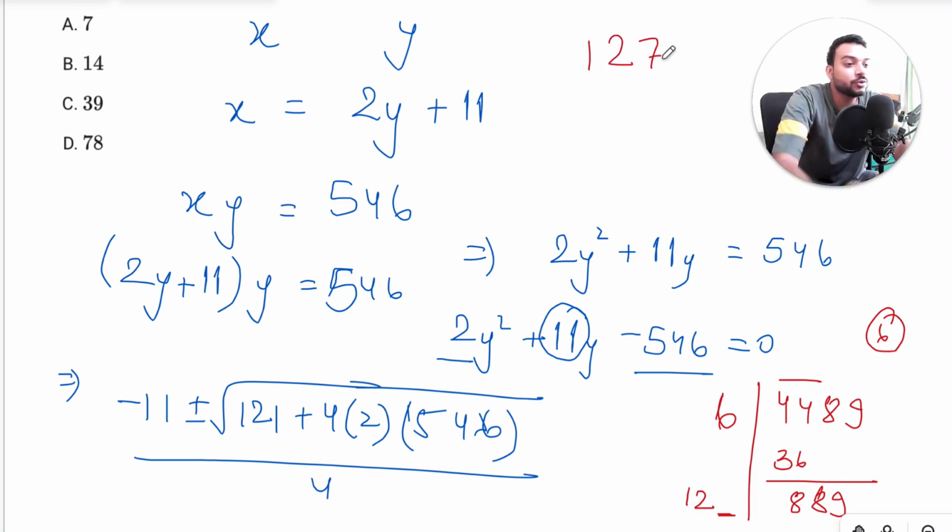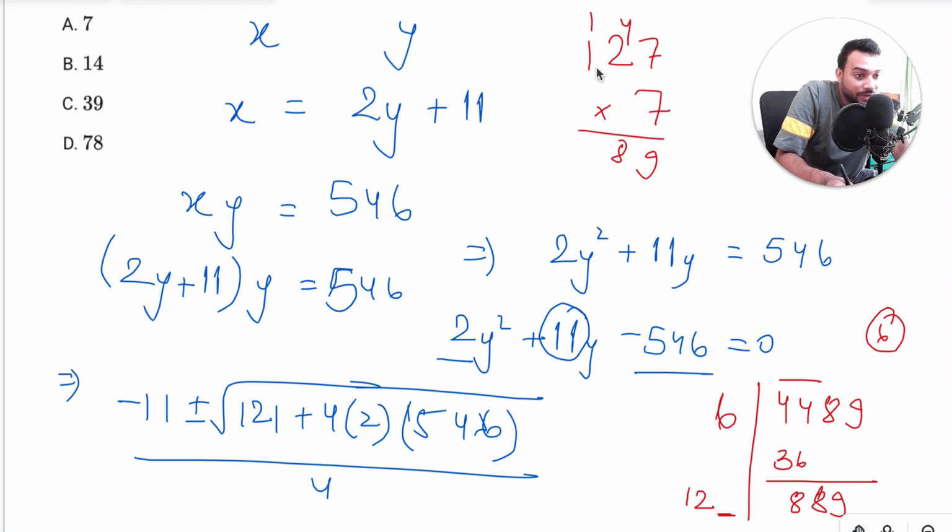127, because only two numbers give 9 when multiplied by themselves: 3 and 7. 3 times 3 is 9, 7 times 7 is 49. Let's check 127 times 7. 7 times 7 is 49, 9 carry 4. 7 times 2 is 14, plus 4 is 18, 8 carry 1. 7 times 1 is 7, plus 1 is 8. Perfect. So it's 127 and 7.